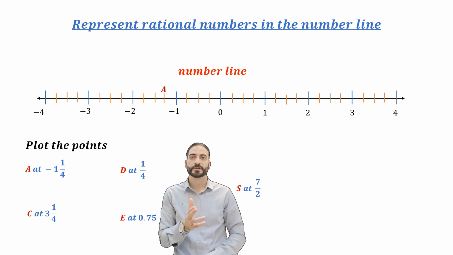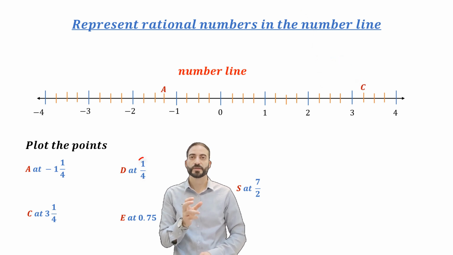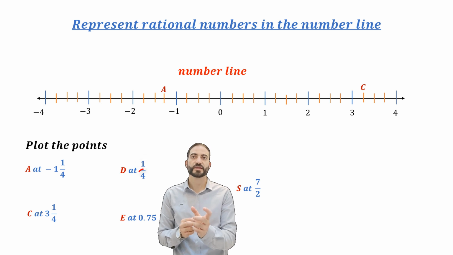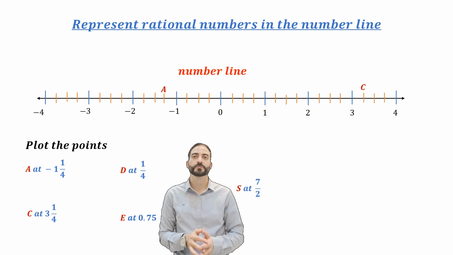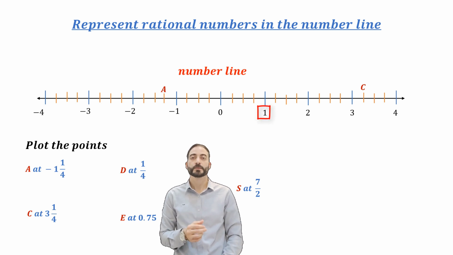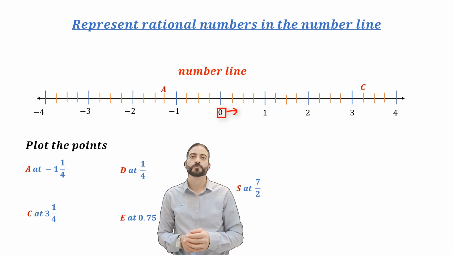The same reasoning applies for point C. Now let's move to point D. Since the numerator is 1 and the denominator is 4, and the numerator is smaller than the denominator, the fraction 1 over 4 is smaller than 1. Because 1 over 4 is a positive number, this means point D is located to the right of 0.